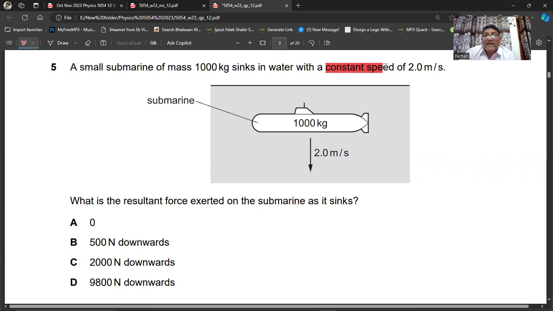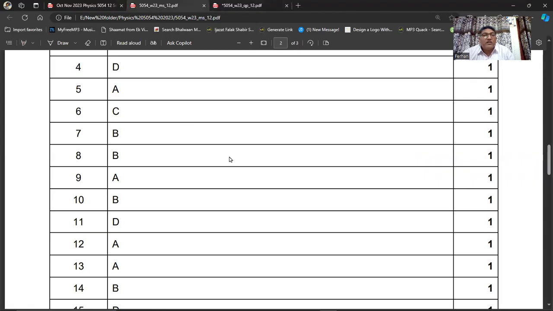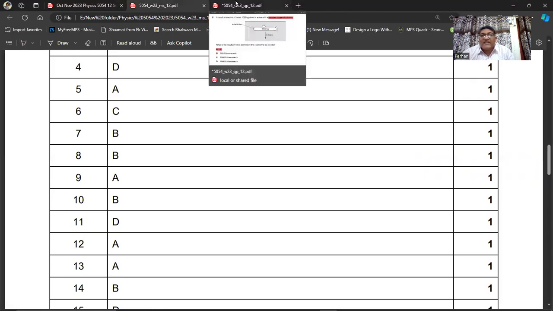So here we have that it's going with the constant speed. When something is going down with a constant speed, the resultant force acting on it is zero. The forces are balanced. So what is the resultant force exerted on the submarine as it sinks? It must be zero. I think A is the choice. Question number 5, A is the right choice, sir.